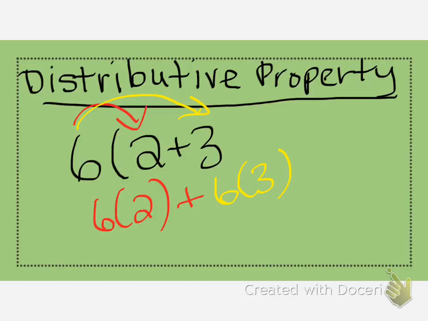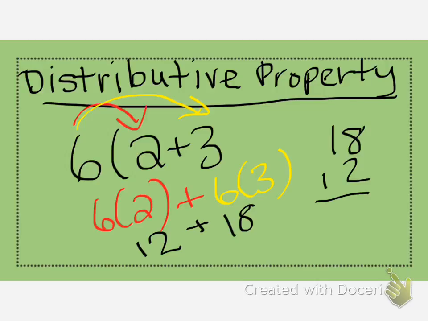6 times 2 is 12, plus 6 times 3 is 18. And so when you add those two together, 18 plus 12, 8, 9, 10, I get 30 again. Remember, 2 plus 3 is 5, times 6 is 30. You get the same answer. What this property is telling you is it doesn't matter which way you use. You're going to get the same answer.